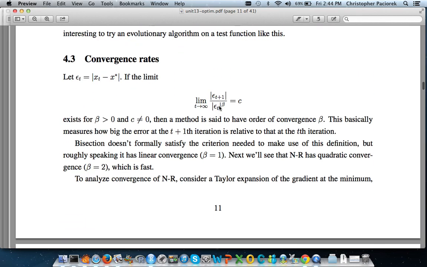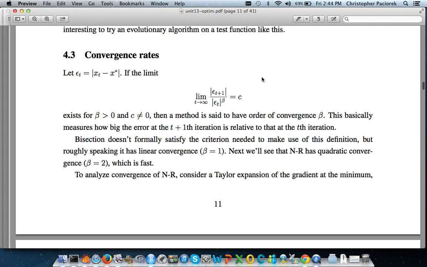Okay, so I want to say a little bit about convergence rates in terms of Newton's method.